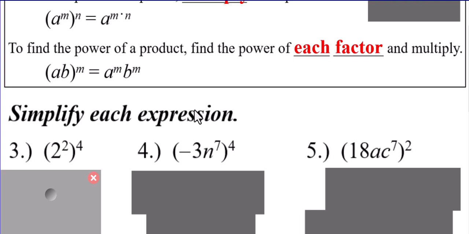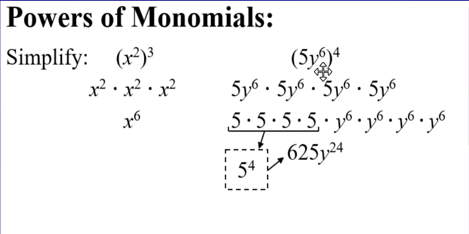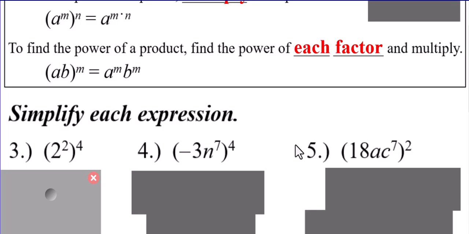So let's, and I hope you guys forgive me if I'm jumping ahead here, I hope you saw that over here with the 5y to the 6th, you could just take the 5 to the 4th and the y to the 6th to the 4th, which requires you to multiply the exponents. So that's the trick here. Let's practice both of these rules.